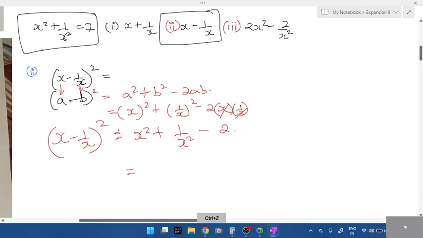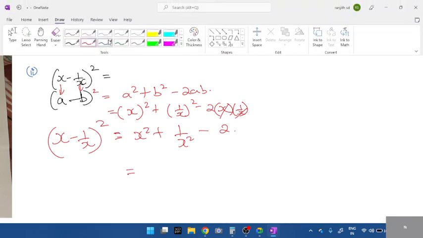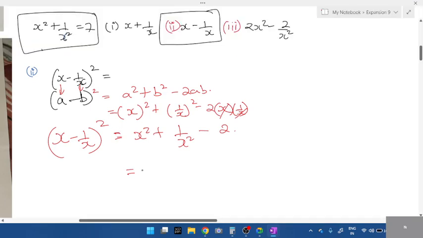What is given? That is what you have to explain. Now you understood? That is how you have to explain. x square plus 1 by x square is 7. So 7 minus 2, right? x minus 1 by x the whole square remains as it is. 5. Root 5 is the answer.